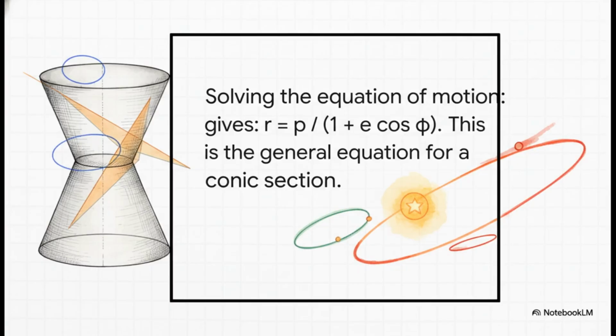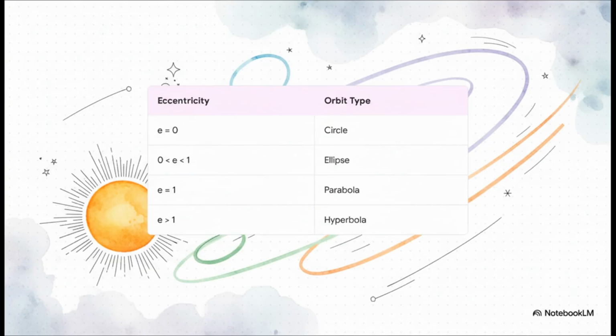And if you've studied geometry, you should recognize this form immediately. This isn't the equation for just one shape. It's the general equation for a whole family of shapes called the conic sections. And this is just fantastic because it tells us that the entire shape of the orbit, whether it's a circle, an ellipse, a parabola, or a hyperbola, is determined by a single number, the eccentricity e.